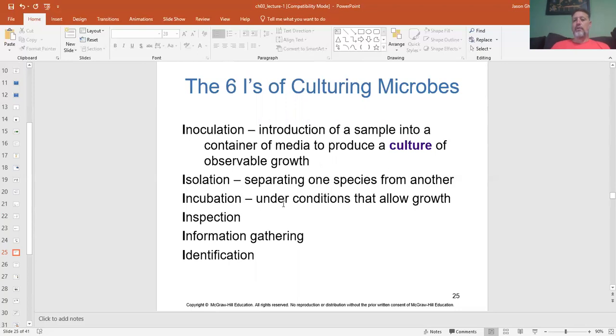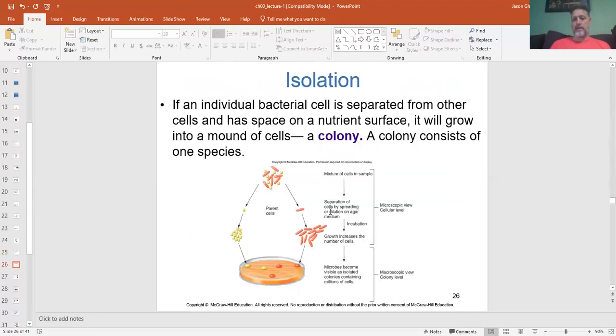And then you grow this under certain conditions. Some organisms like cooler temperatures, some like warmer temperatures, some like lots of oxygen, some don't want any oxygen, some want higher carbon dioxide. Whatever the conditions, you'll incubate it under those conditions to grow them. Then you get into the inspection, information, and identification, which is coming up.